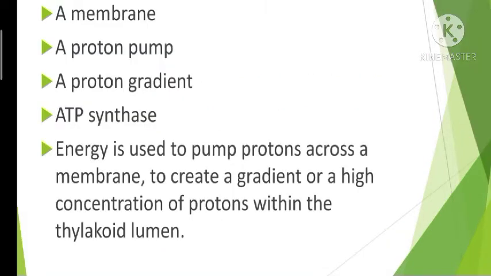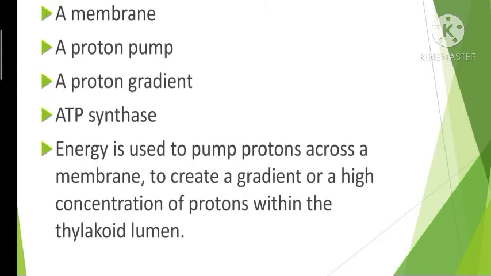For chemiosmosis to occur, it requires a membrane, that is the thylakoid membrane, and a proton pump which is used to pump the protons from the stroma into the thylakoid lumen. Then a proton gradient should be created. Then the ATP synthase enzyme is used to synthesize ATP. So what are the requirements for chemiosmosis? Chemiosmosis requires a membrane, a proton pump, a proton gradient and ATP synthase enzyme.